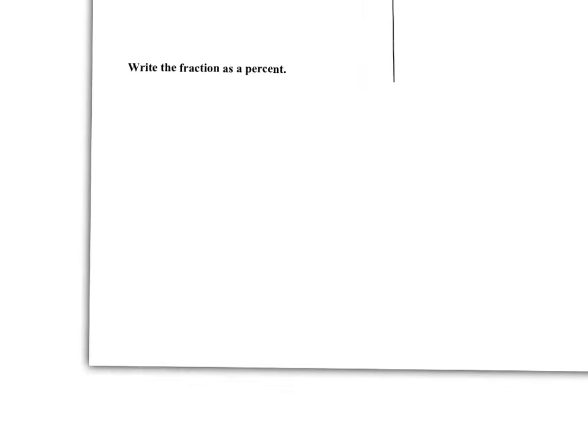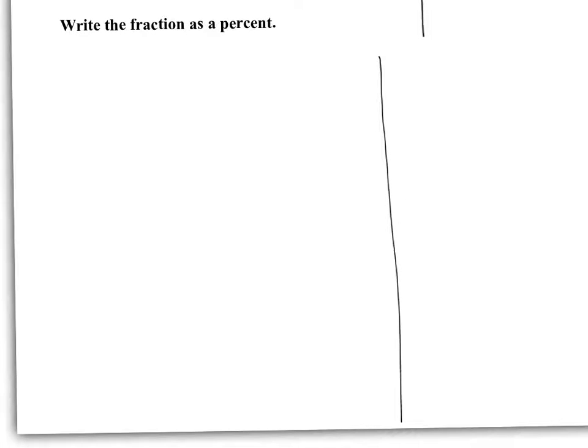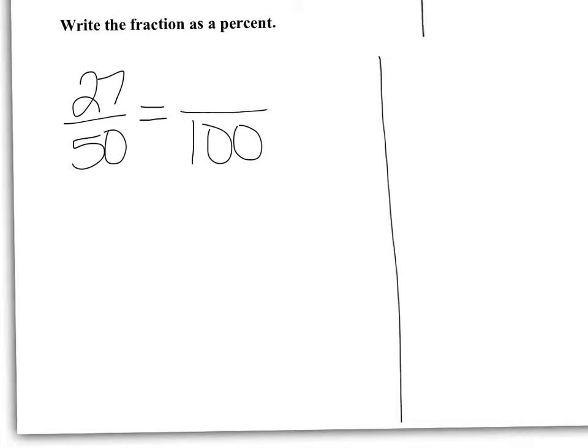Okay, and now let's kind of go the opposite direction. We want to write the fraction as a percent. So once again, kind of thinking along these lines that a percent is a number over 100. So for this first fraction, if I have 27 over 50. Okay, my goal is to get my denominator here to equal 100. So I know that I want a 100 in my denominator.